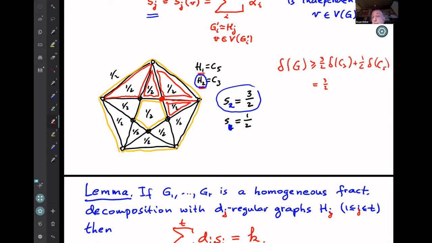Sorry, for C3, the degree is 2, the largest eigenvalue is 2, and the smallest eigenvalue is -1, and then this is plus 1/2 the spectral gap of C5. So it's almost 2, as you see.